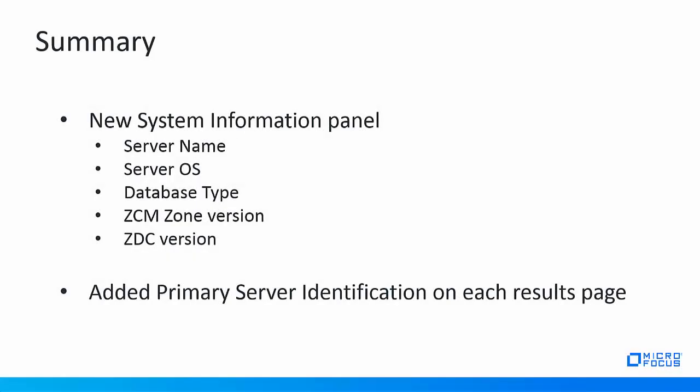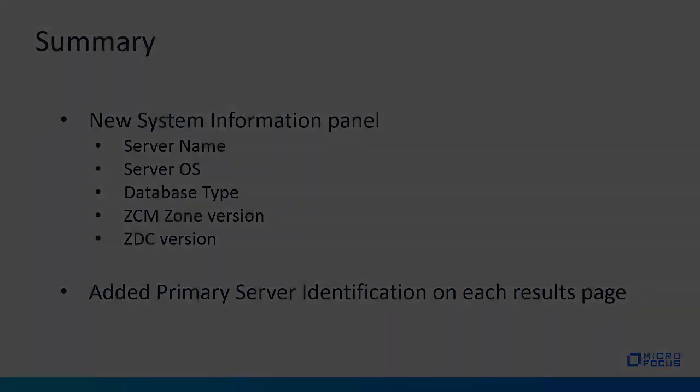So in summary, the ZDC improvements are an additional system information panel which gives the environment information and zone and ZDC version comparison, as well as the primary server information on each of the additional results panel.